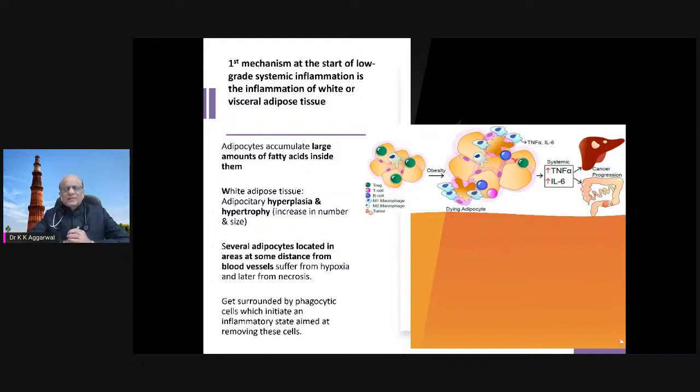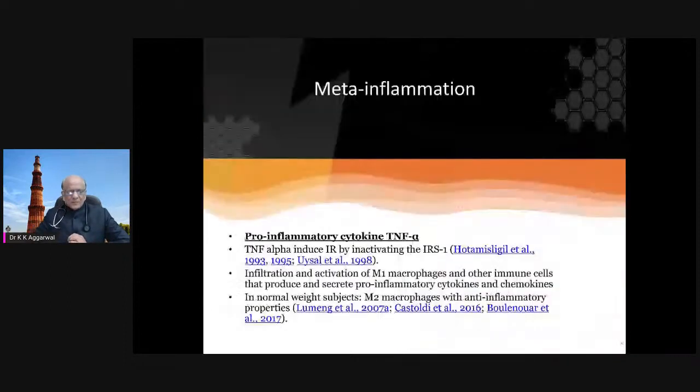So what happens is now this cell is hypoxic. Some of the cells have died. These dying cells or the cells which are dead will attract macrophages. And now this dying cell becomes like a non-self and initiates an inflammatory process. And this inflammatory process will occur in the adipose tissue, in the liver, in the muscle, and in the pancreas. So this is called meta-inflammation, that is metabolic inflammation.